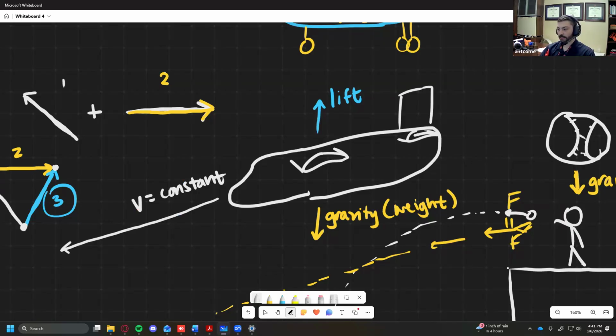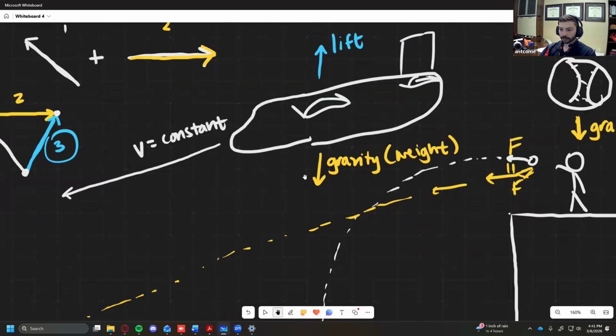So if we can balance these, the glider will descend at a steady speed along a constant, what's called glide path, which is basically the angle at which this is coming down, and it will not accelerate like it did for the projectile. Okay, so let me now draw this glider one more time.